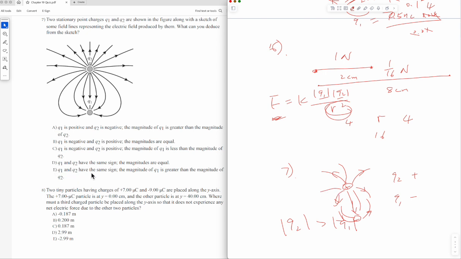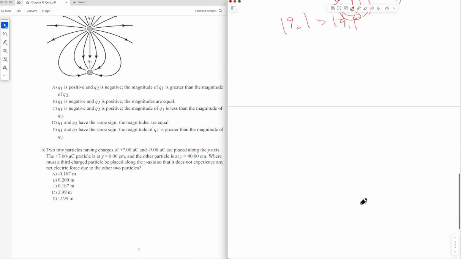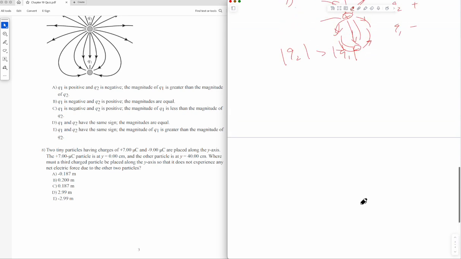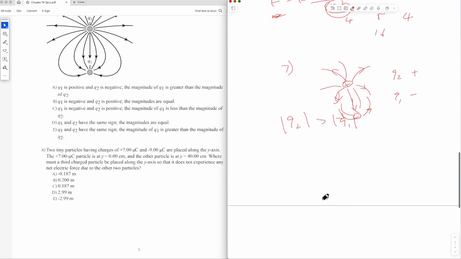So Q1 and Q2 have, no, it's not. Q1 is negative, Q2 is positive. So that's right, and the magnitude of Q1 is less than the magnitude of Q2. So C is right. Number 8.